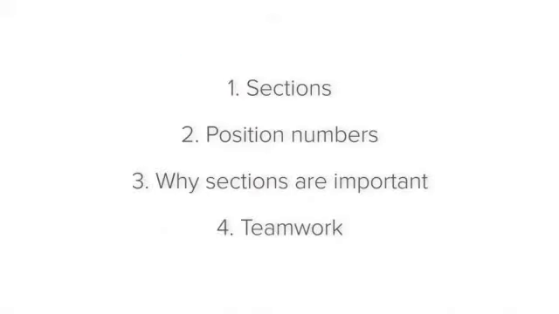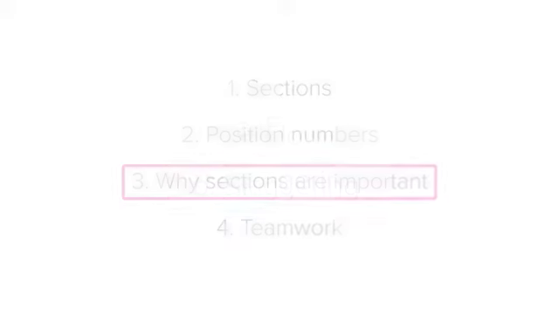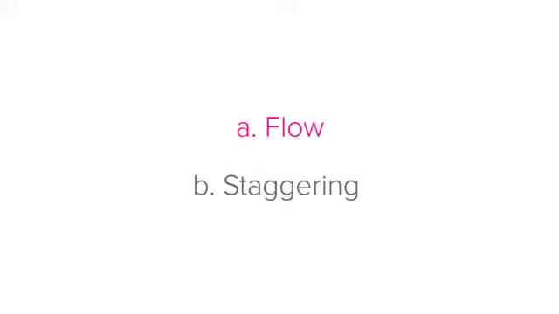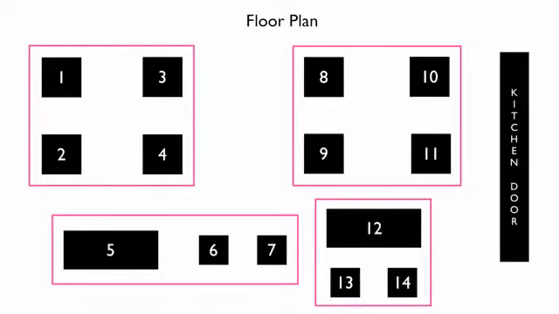Let's ask the question, why are sections important? Sections are important both for the flow of foot traffic and the staggering of orders. Let's start with flow. Sectioning the tables helps to manage the flow of foot traffic in the dining room.